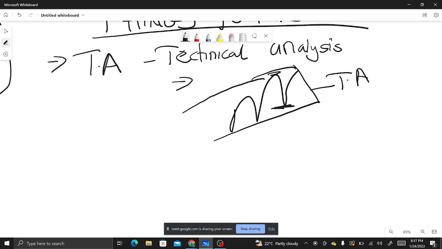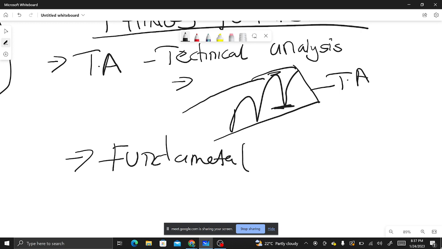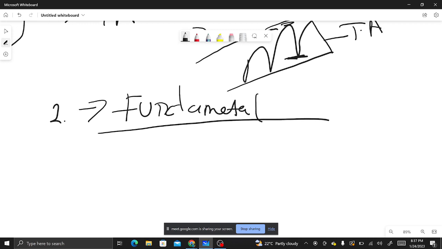Number 2, we have fundamental analysis. So this is number 1, this is number 2. This is the next thing that you have to know as a trader. Fundamental analysis. And when you talk about fundamental analysis, what are we talking about? Here we are talking about the analysis that is based on the news of the currency.